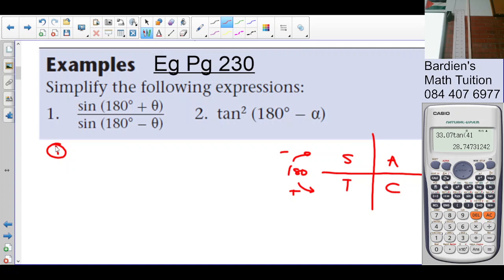So 180 plus theta is in which quadrant? Third. Alright. Is sine positive or negative in the third quadrant? Negative. So what do I write? Negative sine theta over sine 180 minus theta. Which quadrant is that in? Second quadrant. Is sine positive or negative in the second quadrant? Positive. So what's negative divided by positive? Negative. And what happens? Sines cancel. Leaves you with negative sine theta. Easy, no? Yes.